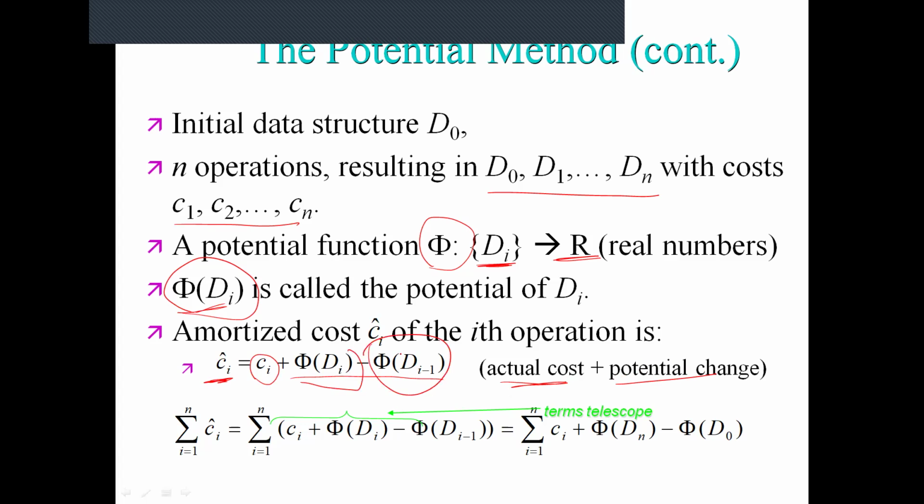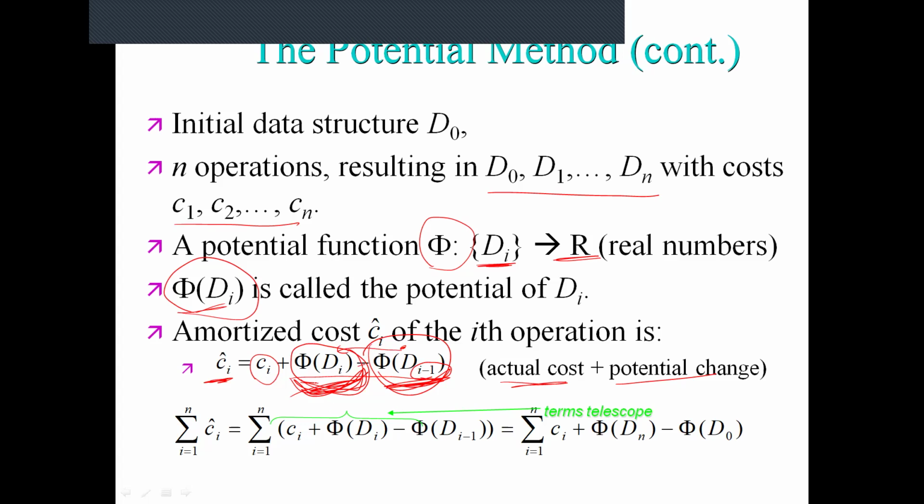What is the change in potential energy? The data structure is currently in state Di, and the previous state is known as Di minus 1, right? The difference between the current state and the previous state is the change in potential energy. If it is mapping to a real number, some value will be there. Just subtract those two values and you'll get the answer.